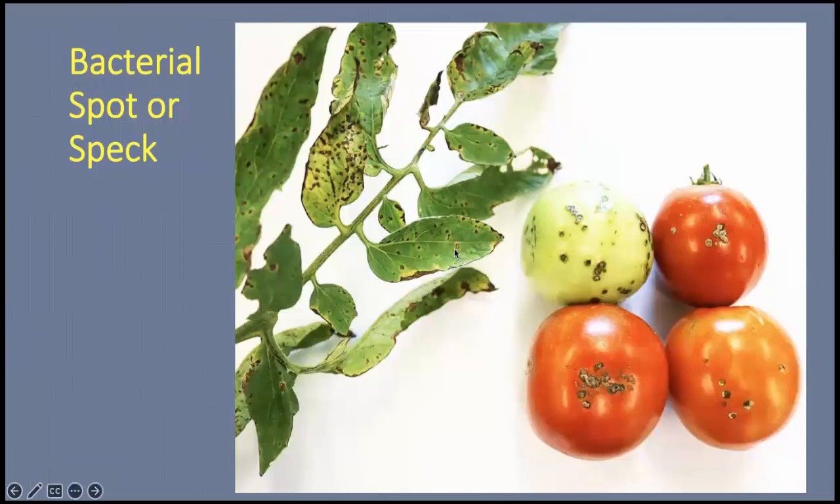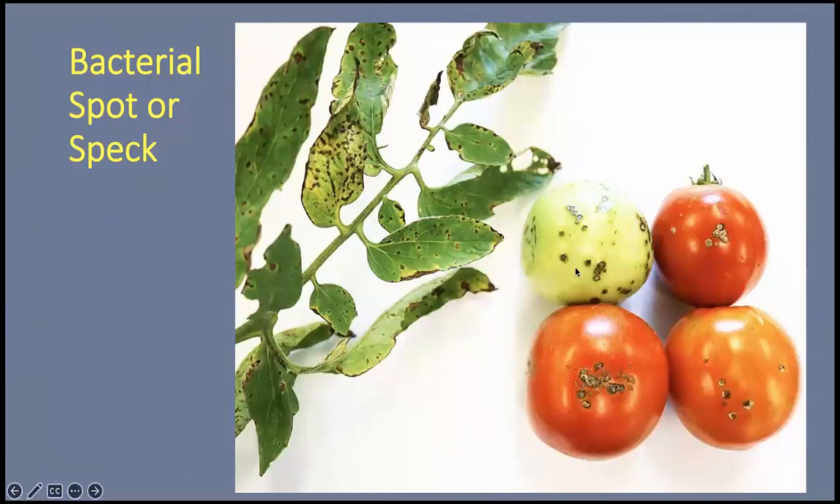You'll start with lesions on the leaf, and a lot of times with bacterial spot or speck, you'll actually see a yellow halo that's going to surround that initial lesion. And that's a sign of bacterial infection versus something like Alternaria or Septoria, which we'll get into later.